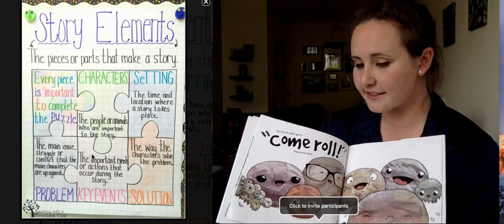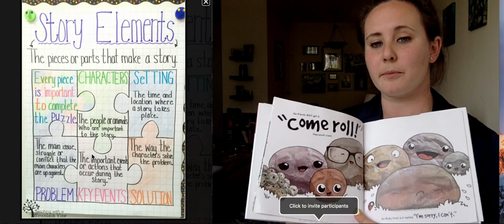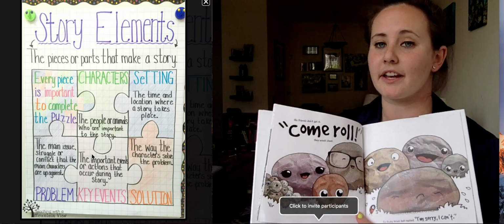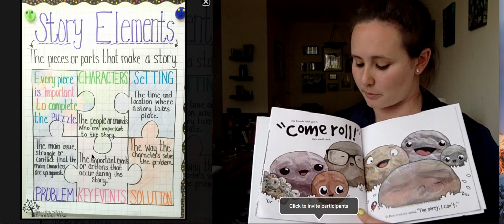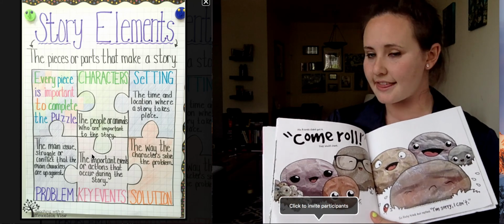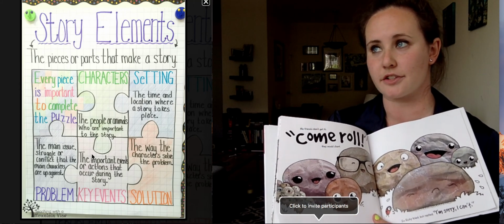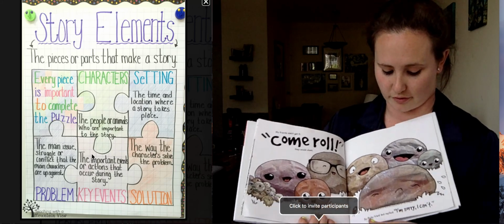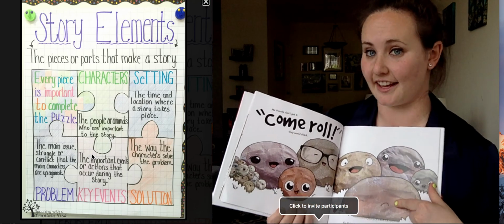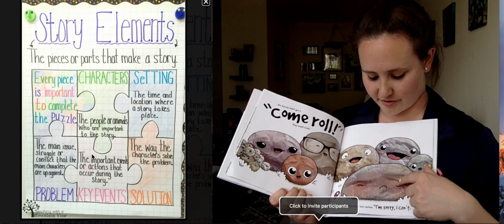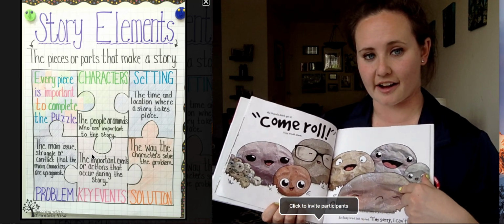So let's stop for a second and think about our story elements. Go ahead and tell someone at home a character that you remembered. We have a few characters, but I think there might be one main character whose name starts with R. I think the main character is Ricky, our flatter rock.